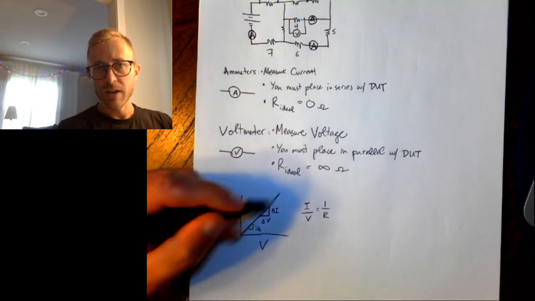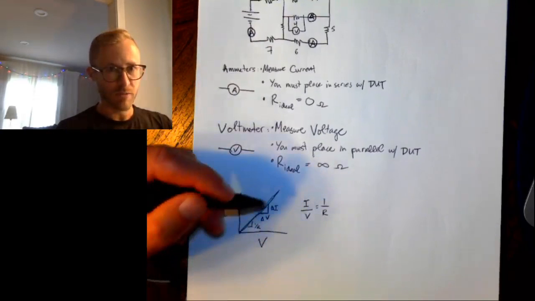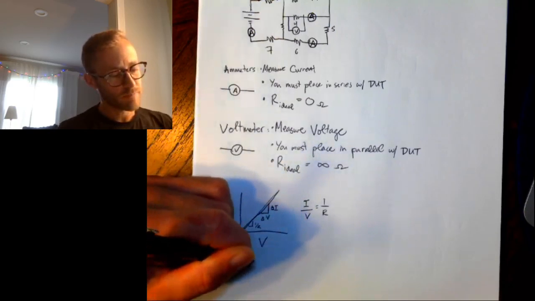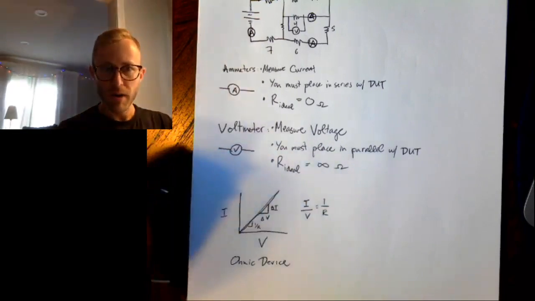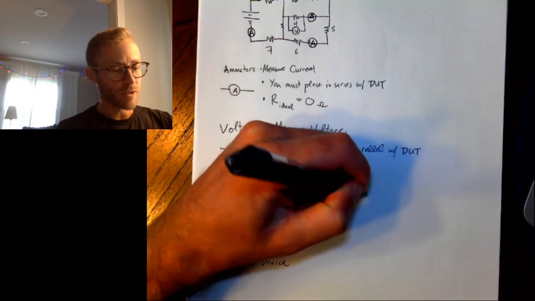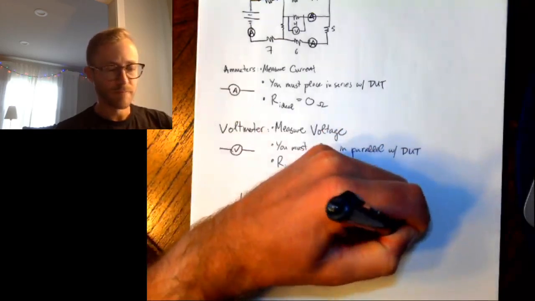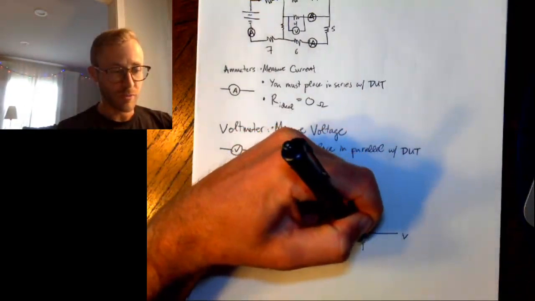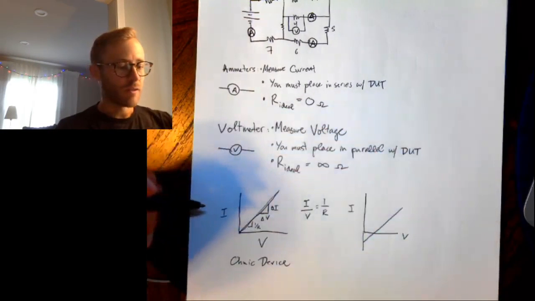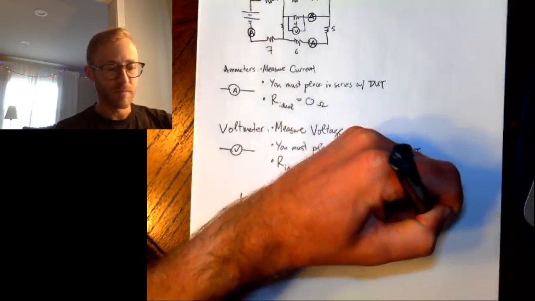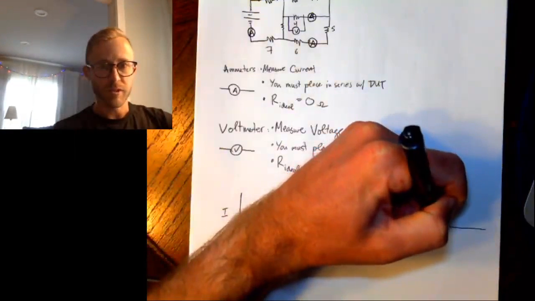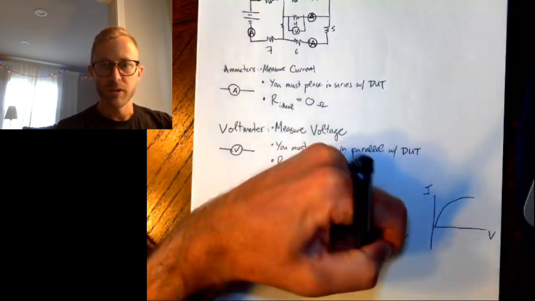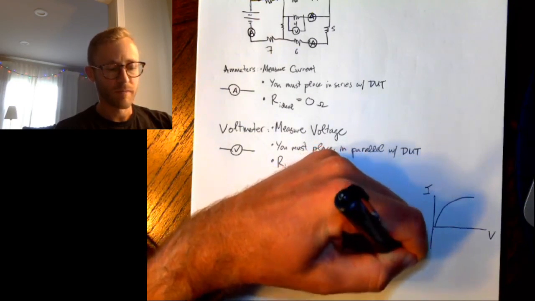Any device that has an IV curve that is a straight line through the origin is called an ohmic device. All right? If you have an IV curve that is not a straight line through the origin, so maybe it's a straight line that doesn't go through the origin, for example, or maybe it's just not even a straight line. Maybe it looks like this. Who knows? These are examples of what are called non-ohmic devices.